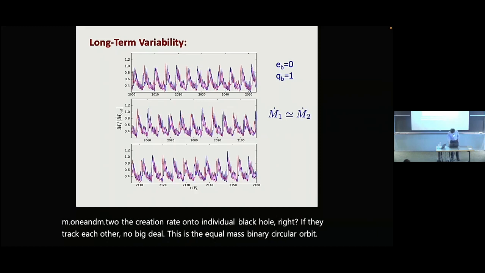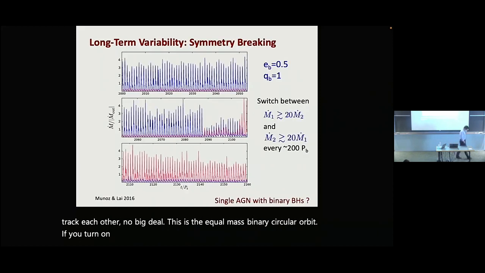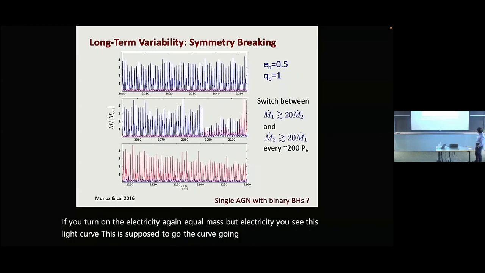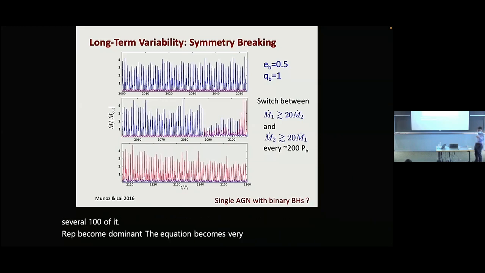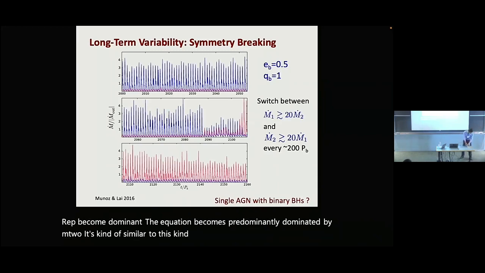Now, if you turn on the eccentricity, again equal mass, right? You see this light curve, the curve goes like this, right? You can see for a long time, the accretion is dominated by M dot 1, the blue. And then after several hundred orbits, the red becomes dominant. The accretion becomes predominantly dominated by M dot 2. And it's kind of similar, this kind of symmetry breaking. So okay. Right.